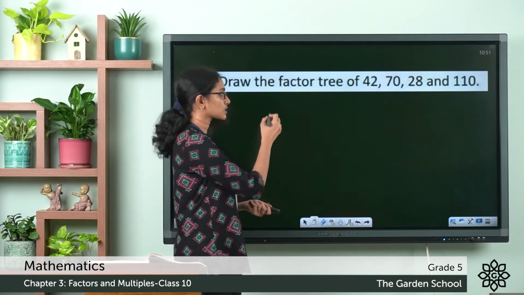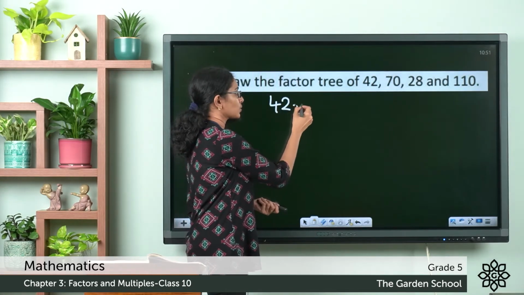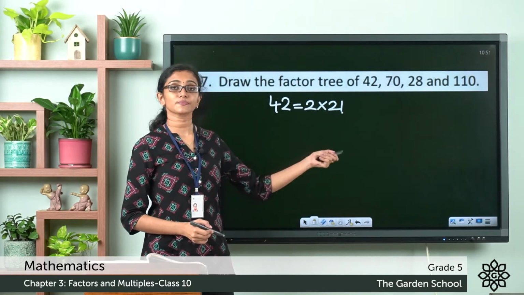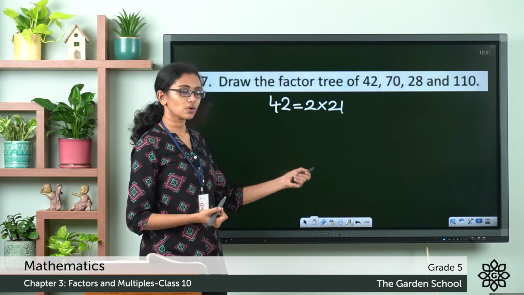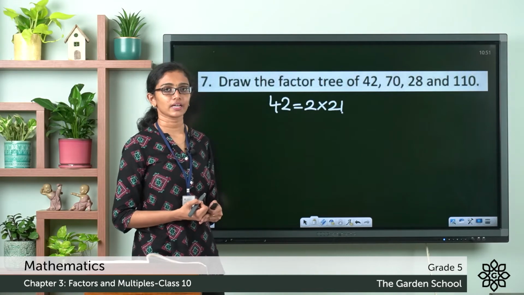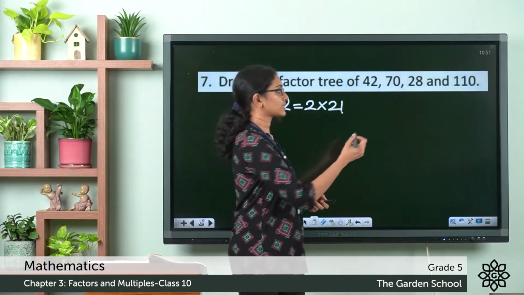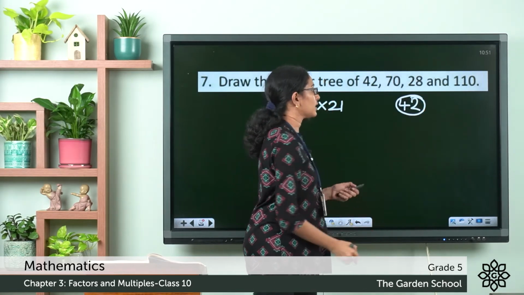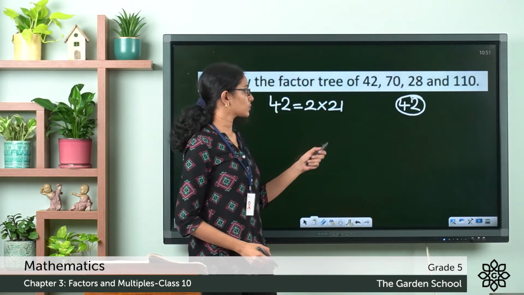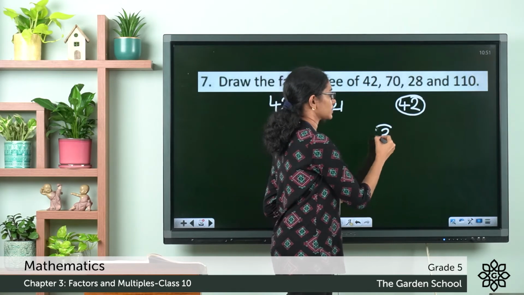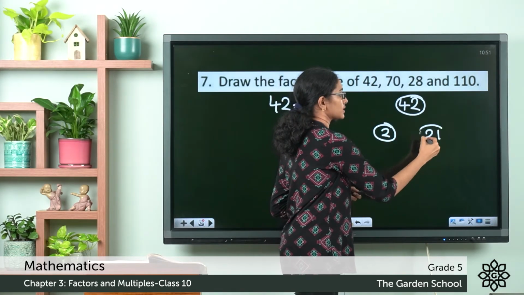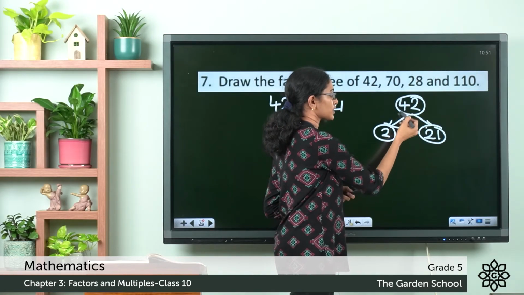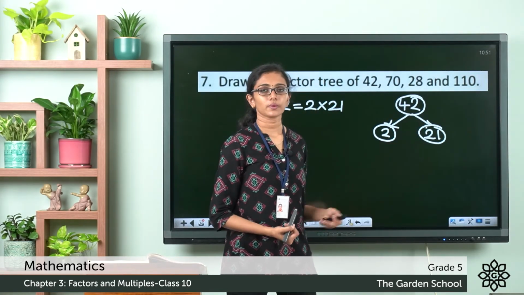See, 42 can be written as 2 into 21. But this is not its prime factorization. Let's draw the factor tree and see the prime factorization. So the first step is to write the given composite number at the top and put that in a circle. Now let's write these 2 factors below that. That is 2 here within a circle and 21 here within a circle. Now draw arrows to represent that 42 is the product of 2 and 21.